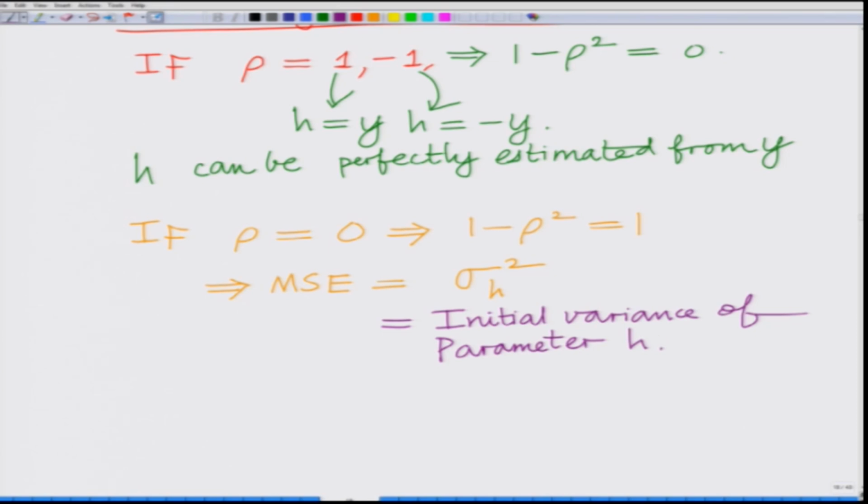That is the initial variance of the parameter H, which means, because the correlation between the observation Y and H is 0, the observation Y does not convey any information about H. So the observation Y cannot be used in any meaningful sense to get an estimate of the unknown parameter H. Therefore, the variance of H is sigma H square to begin with. Even after making the observation Y, the variance of H remains at sigma H square. Therefore, having observed Y does not convey any information about the unknown parameter H. So, these are two extreme cases which yield interesting insights into the behavior of this MMSE estimate.